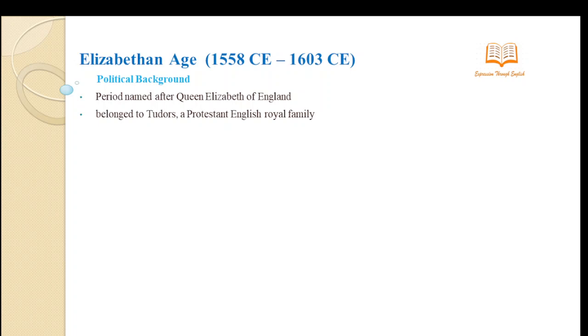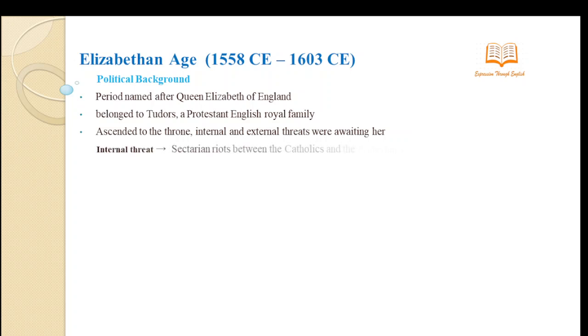So Queen Elizabeth belongs to the Tudor family, who got the throne as a result of the War of Roses. When she came to the throne, she faced internal and external threats. So, what were the internal threats? There were sectarian riots between the Catholics and the Protestants, the two sects in Christianity. So, what external threats did she face?